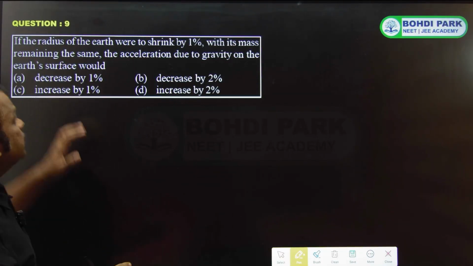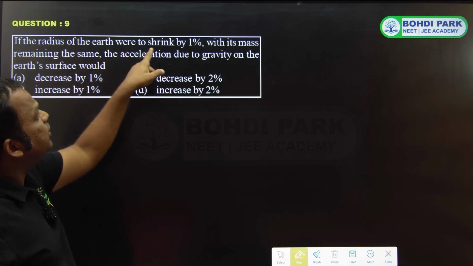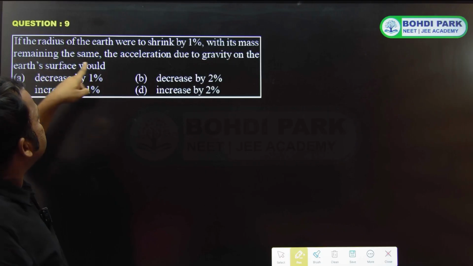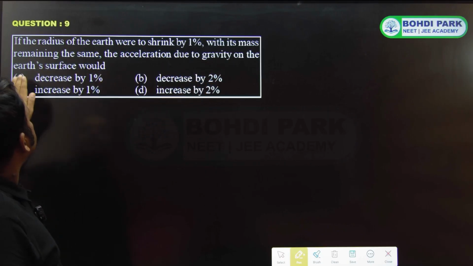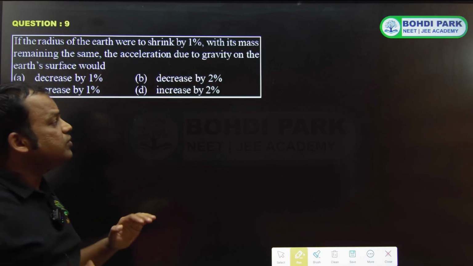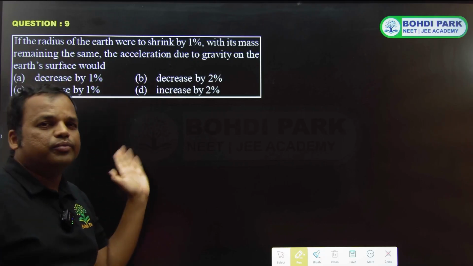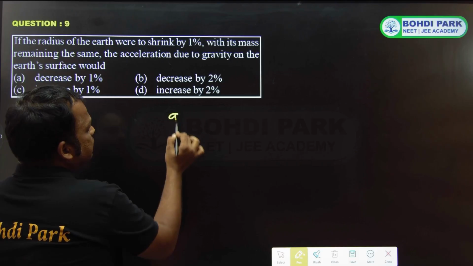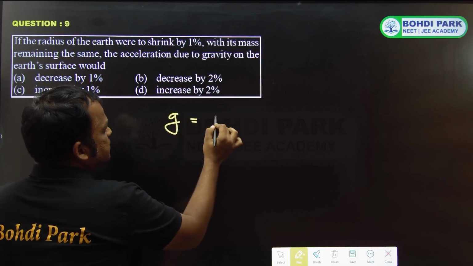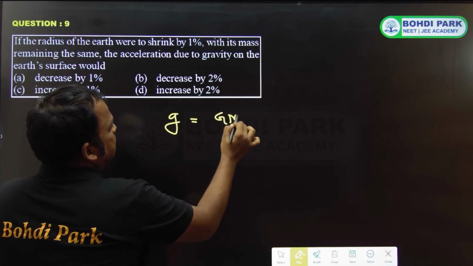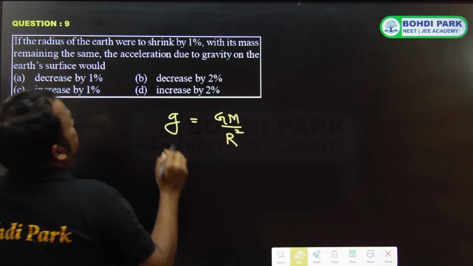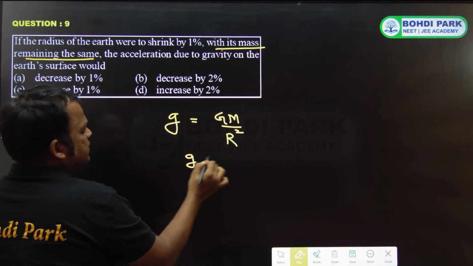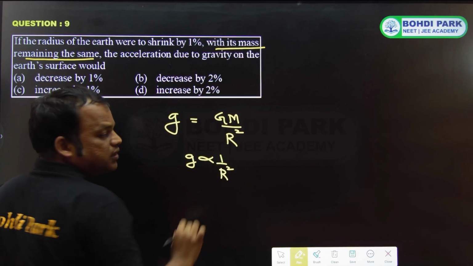Now ninth question, we have radius of Earth were to shrink by 1% with its mass remaining same, the acceleration due to gravity on the Earth's surface would increase or decrease by 1% or 2%. We have to find out. So we know that the formula for acceleration due to gravity is small g is equal to G into capital M by R square. Now mass is remaining same, so g is inversely proportional to radius of Earth square.